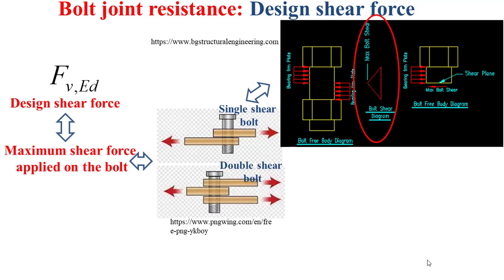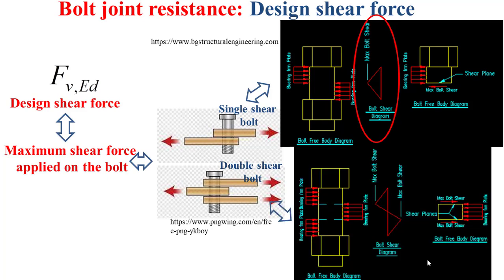For another example, like this one, the double shear bolt, we have two shear planes, so we have two maximum shear forces applied on the bolt, one in each shear plane, as it is depicted by the figure that you see in the bottom right of this slide.